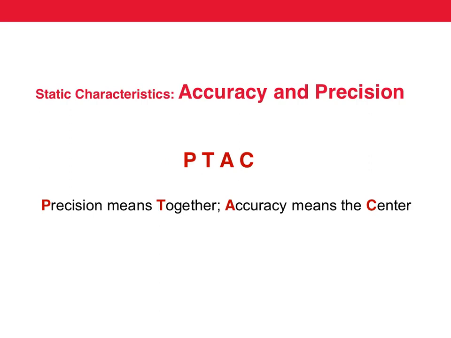One of the ways that I kind of confuse between accuracy and precision quite a lot. So I use this acronym PTAC. I don't know whether you know Blu Tack. Blu Tack is a substance that you use to stick things on the wall. So PTAC: precision means together, accuracy means the center. Okay, precision means together, accuracy means the center.